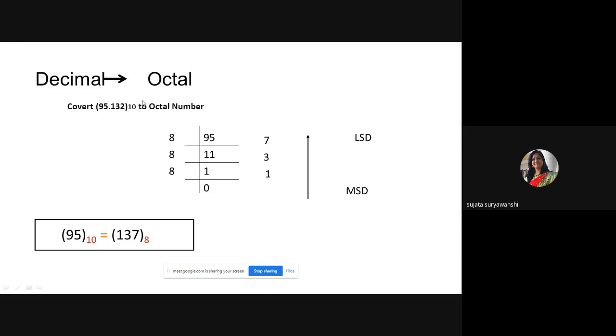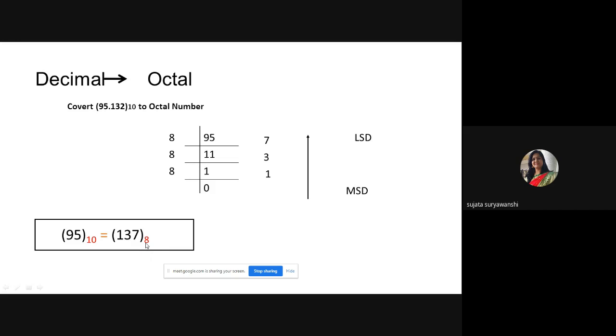Okay. And again, you need to use the successive division and successive multiplication method here, for the integer part and for the fractional part. Here the integer part is 95. So consider this 95 divided by 8 continuously till you get quotient 0. Record the remainders and then write down the remainders in the reverse order, that is from bottom to up. It is equal to 137. So the equivalent octal number of the decimal number 95 is 137, sorry, and we represent it as an octal number by base 8.